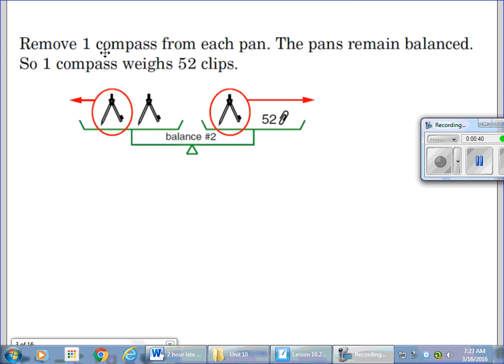Here's a question. Remove one compass from each pan. The pans remain balanced, so one compass weighs 52 clips. A little review from last night. If I take away one compass, take away the other, I'm left with one compass and 52 paper clips.